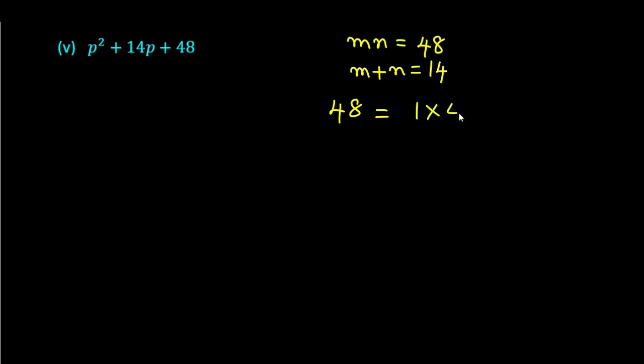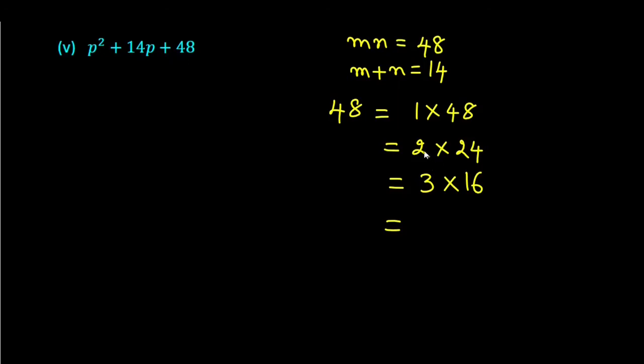1 into 48, it is divisible by 2. By dividing 2 we get 24. So 2 into 24. 48 is divisible by 3 also. So 3 into, when we divide it by 3, we get 16. 3 into 16 is 48.